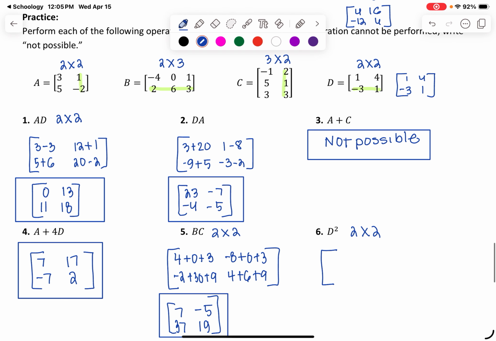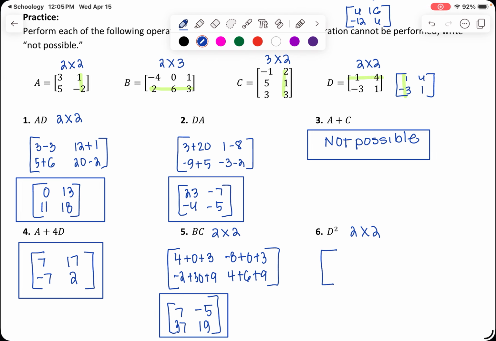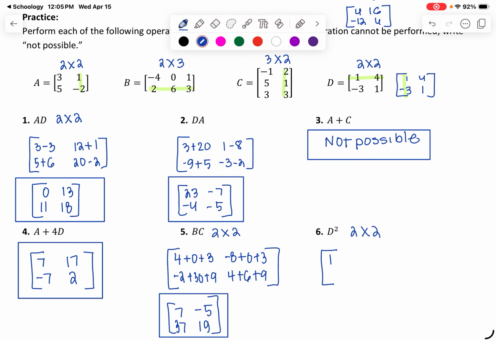All right, row 1 times, let me erase this. Row 1 times column 1, right here. 1 times 1 is 1. 4 times -3 is -12. So that's going to give me my first entry, -11. Row 1 times column 2. 1 times 4 is 4. 4 times 1 is 4. 4 plus 4 is 8.